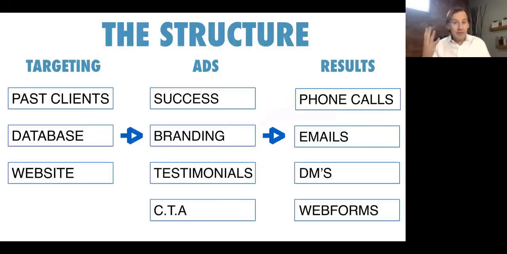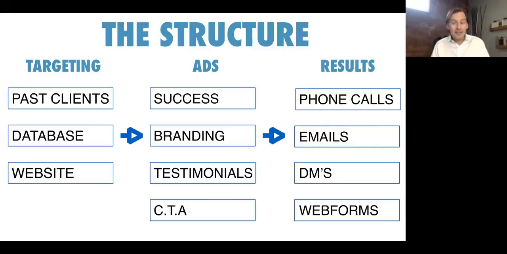And you run four different types of ads inside this campaign. You run success ads, which are success stories about your business where you're showing your staff or just yourself, simple success stories. Branding with your phone number, your logo, your picture, all that kind of stuff. Testimonials from your past clients and customers, and then direct calls to action. Like if you're in the market for a mortgage or one of your friends is, call me, or just tag a friend in this post, right?